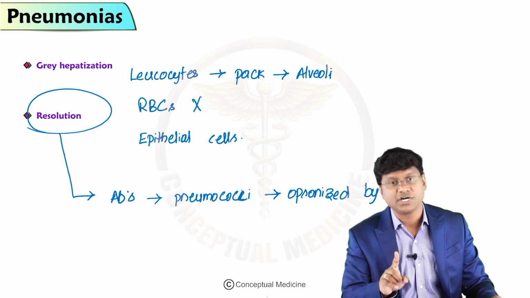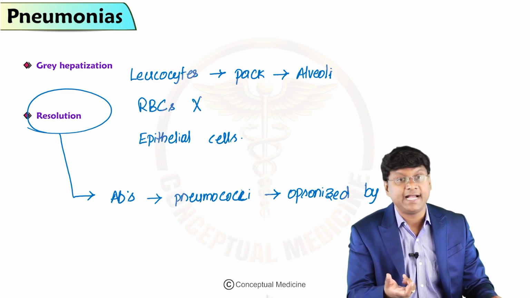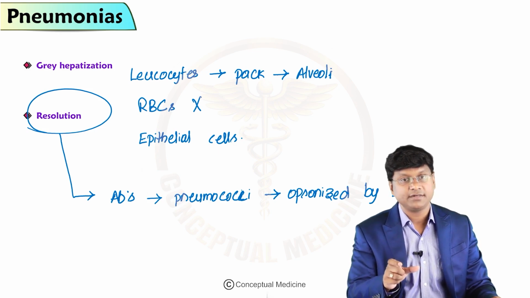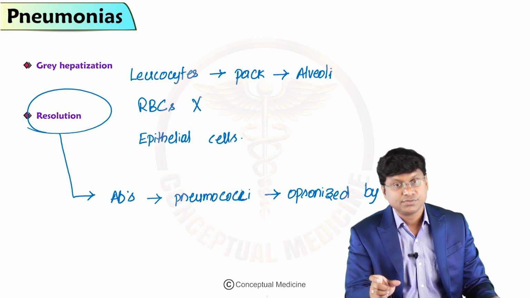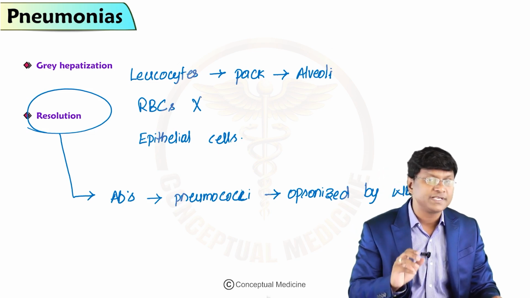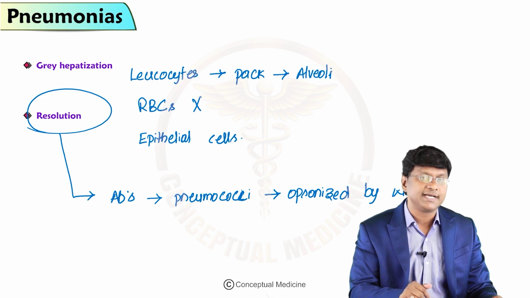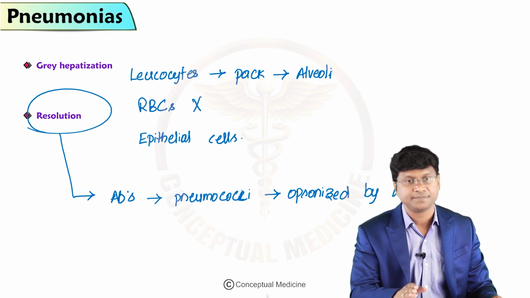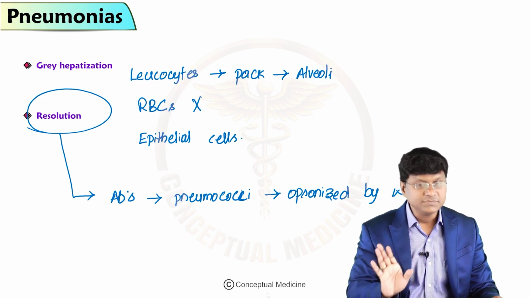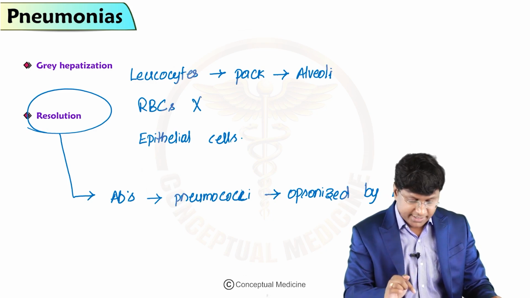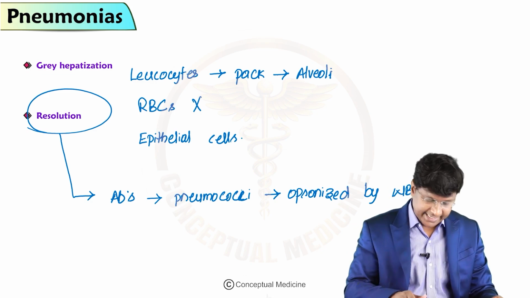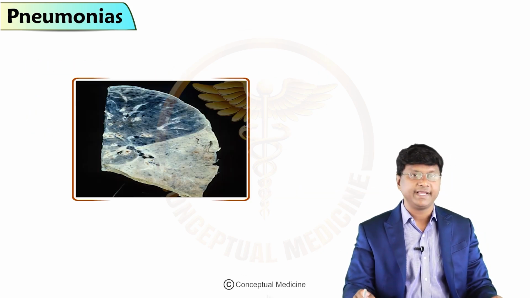Number 1, stage of engorgement, where there is engorgement of the alveolar capillaries with frothy, serous, blood-tinged fluid. The next one is red hepatization, where you have dry, granular, dark red lung surface, because the alveoli are filled with copious inflammatory exudate. Gray hepatization is where leukocytes pack into the alveoli, RBCs are lysed, and epithelial cells degenerate. Resolution is, in the presence of antibody, the pneumococci are opsonized by the WBC and begin to get cleared. And this is the image of the gray hepatization.